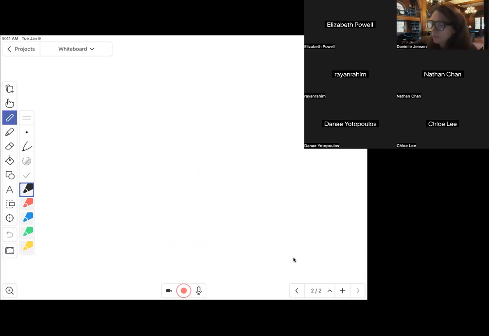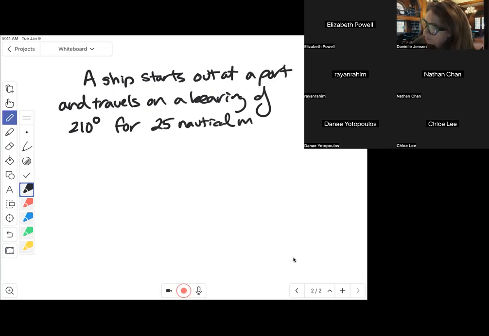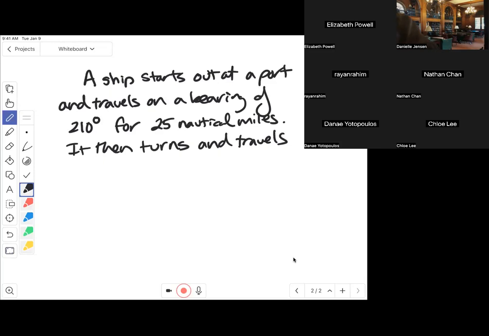Okay, so let's think. I'm going to use a ship. A ship starts out at a port and travels on a bearing of, let's say, 210 degrees for 25 nautical miles. It then turns and travels. Watch me make something up that ends up being 90 degrees.